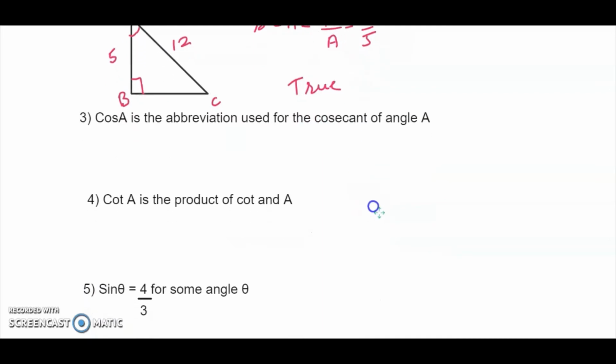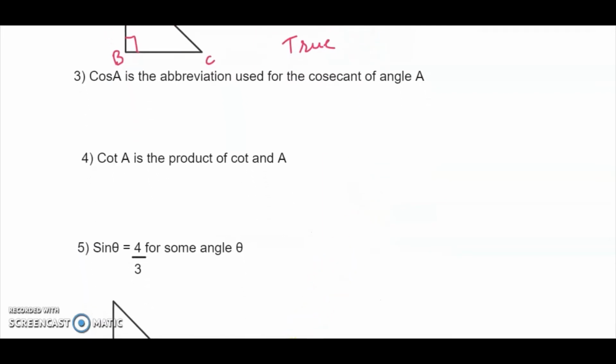Okay. The next: cos A is the abbreviation of cosecant A, cosecant of angle A. No, it's not. It's a false statement. Cos is not equal to cosecant. Okay. Next: cot A is the product of cot and A. No, A is an angle. Cot A means cot of that particular angle. It's not multiplication of cot and the angle. So it's again a false.